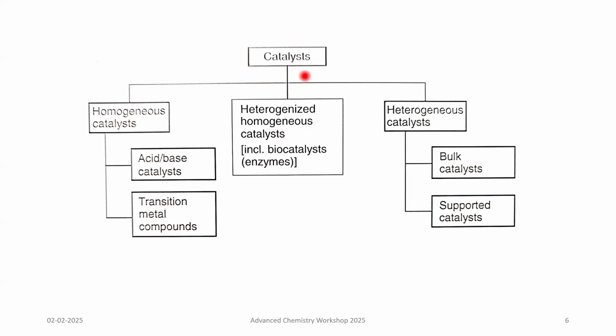See, if you look at catalysts, you have a variety of things. Some of you must be knowing these: the homogeneous catalyst, the heterogeneous catalyst, the heterogenized homogeneous catalyst. Then biocatalysis, enzyme catalysis, and homogeneous further divided into acid-base catalysis and transition metal compounds, and heterogeneous catalysis, bulk catalysis, supported catalyst. There is a variety of catalysts available. There are good books if you want to read these things. So what we are going to focus on is mostly heterogeneous catalysis, heterogeneous catalysts.